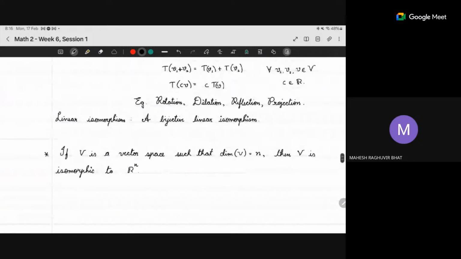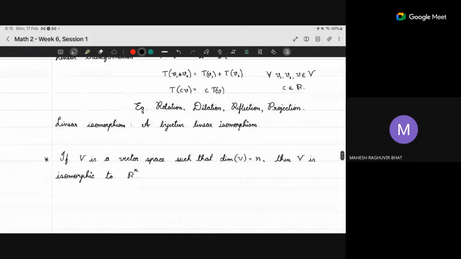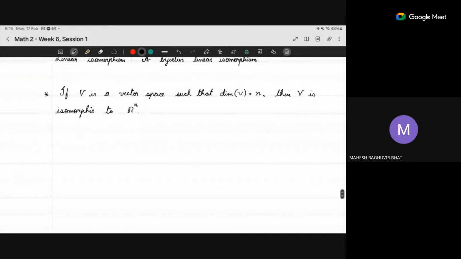So typically, when you have an isomorphism in a category, meaning you're studying some mathematical object, isomorphism means essentially they are the same. It's just that you're changing the names of these things in some way. Any vector space of dimension n is in some sense the same as Rn. This is the result. Now let us see how that happens.